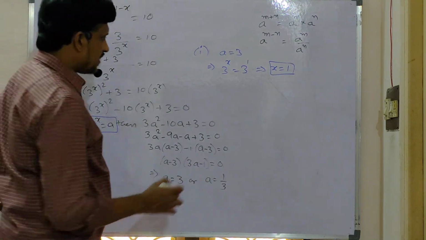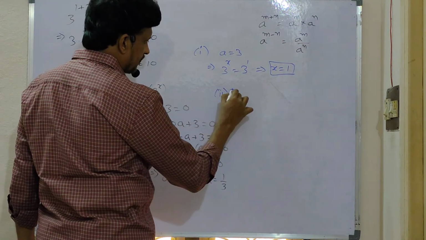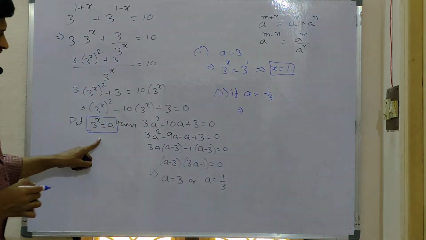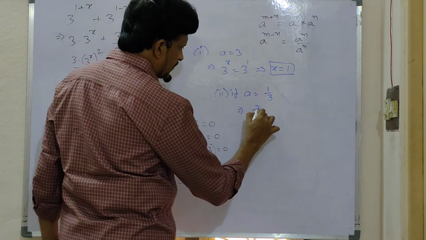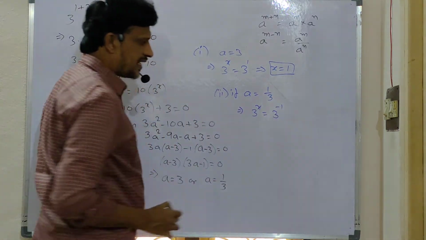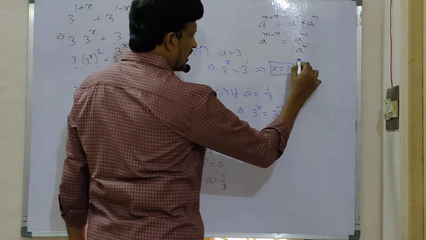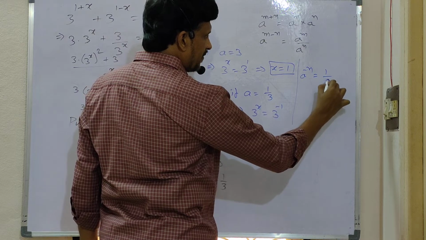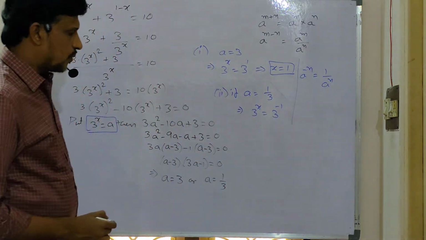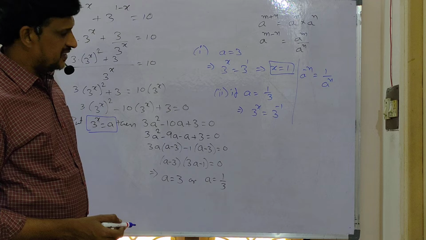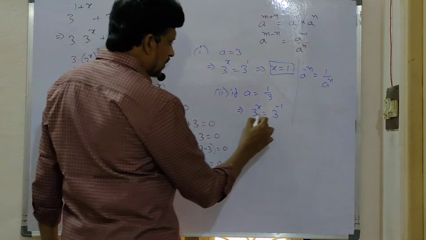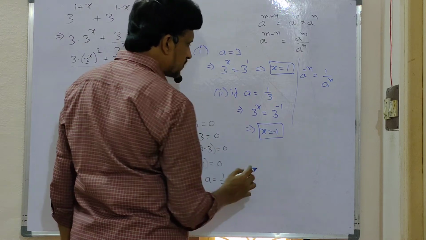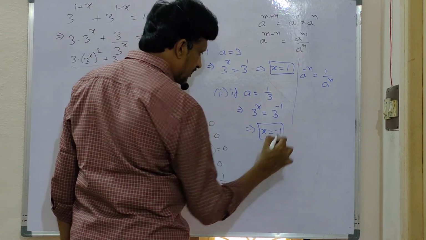And now the second case, if a is equal to 1 by 3. Again, what is this a? A means 3 power x. So 3 power x is equal to 1 by 3, which you can write as 3 power minus 1 because, observe this one, a power minus n is equal to 1 by a power n. 1 by 2 means 2 power minus 1, 1 by 3 means 3 power minus 1, like that. So now the bases are equal on either side, so the powers should be the same. x is equal to minus 1 is the other required one.